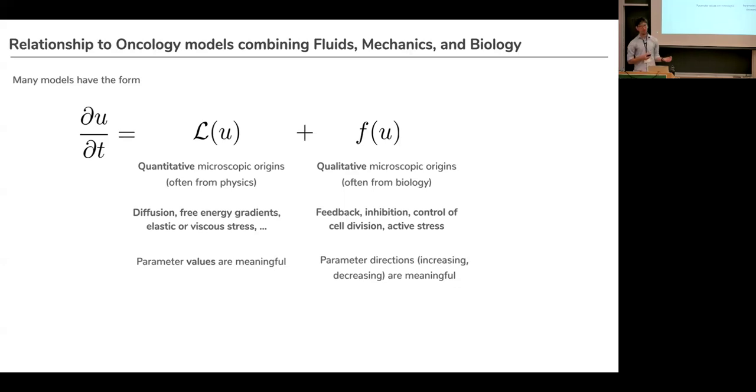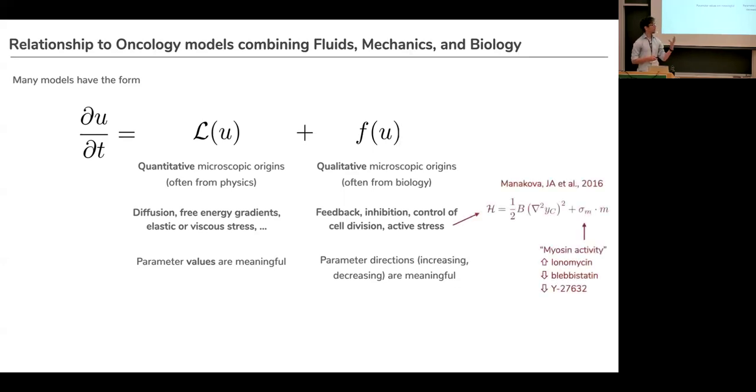Some are quantitative in their microscopic foundation. These are things like diffusion equations or gradients of free energies. If it's a force balance function, then they're viscous stress or elastic stress. And then there are other terms that are qualitative in their microscopic foundation. This is things like gene regulation, inhibition, feedback. In many of our models, we have an active stress term due to myosin, which causes contraction. And here, there are parameters that are meaningful in their direction, meaning that when they increase or decrease, it has a meaning. There are parameters where we know what it means to increase or decrease them. There are drugs and experimental perturbations that do this, like Y-27632, blebbistatin.